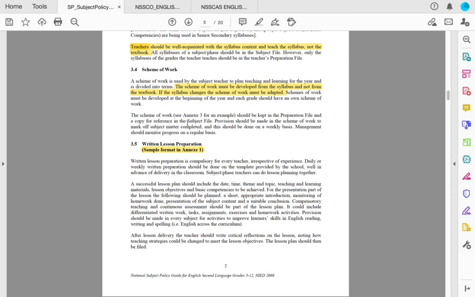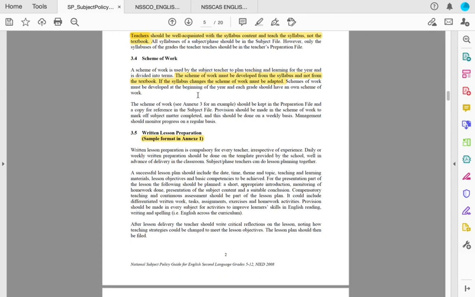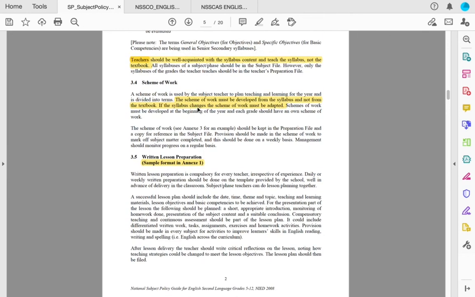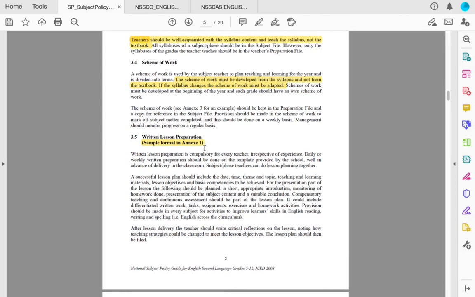So that's what we have. And the syllabus is created by the subject teachers. If you're lucky, you go to a school and they have it already. You just need to modify it if necessary. But you don't modify it on your own. You still have to consult other teachers who are teaching the same subject. And it should be created at the very beginning of the year, before the classes begin. We'll see that we have a sample of a scheme of work at the end of this document, to see what it looks like.